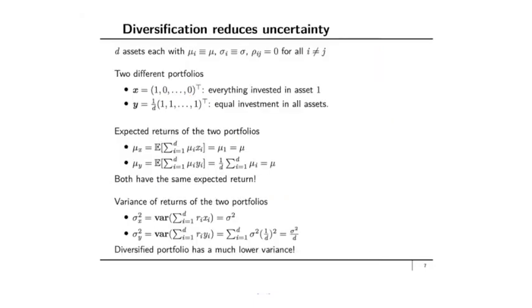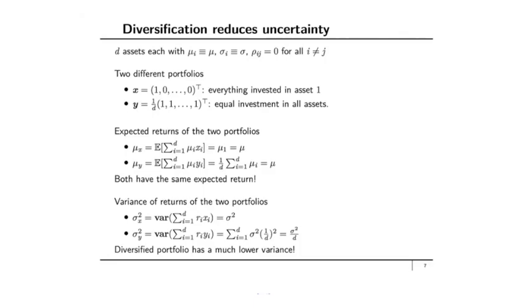Okay. So the first thing we want to talk about is that diversification, or thinking about the spread around the mean, is important because it reduces uncertainty. So let's consider a very contrived market. I have D different assets. All of them have the same expected return mu. All of them have the same volatility sigma. And the correlation between the assets is equal to 0. So each of the assets is basically identical.